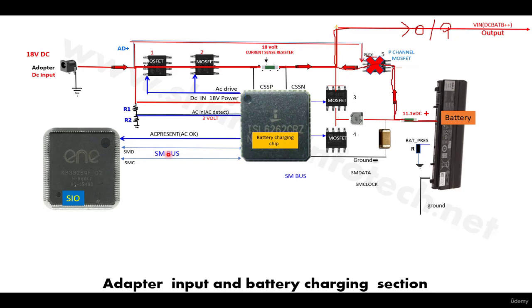Then here is the SM bus, the system management bus. I already told you the system management bus is a two-wire communication protocol. Clock and data is a bidirectional bus, and here the SIO and the battery charging chips communicate with each other, and the battery charging chips tell the SIO that the adapter voltage is there, and then this SIO will start communicating with the battery.